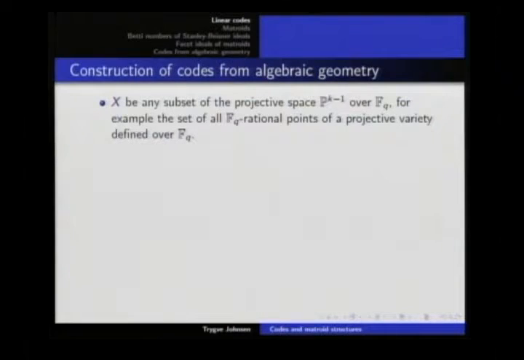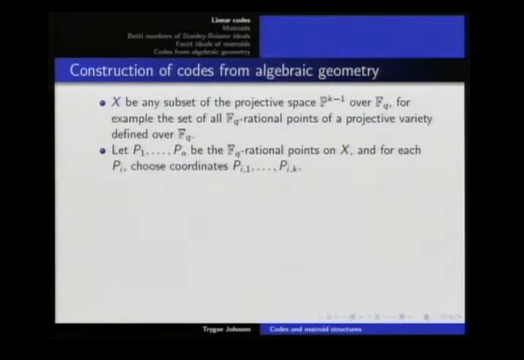Okay, now I'll tell you a little bit of how you can use algebraic geometry to produce codes, linear codes. So let X be any subset of the projective space P^(K-1) over F_q. For example, the set of all F_q-rational points of a projective variety defined over F_q. That will be the typical example. And let P1 to Pn be some of the F_q-rational points in general, but typically all the F_q-rational points on the variety, embedded concretely in projective space.